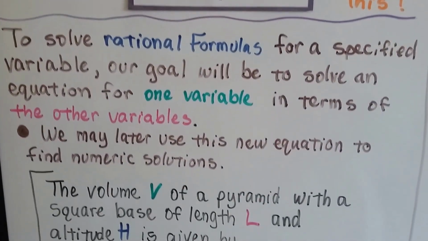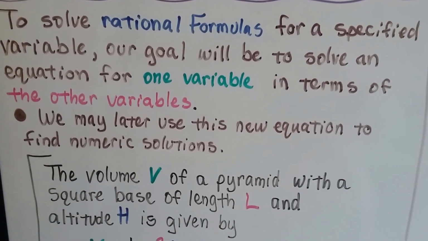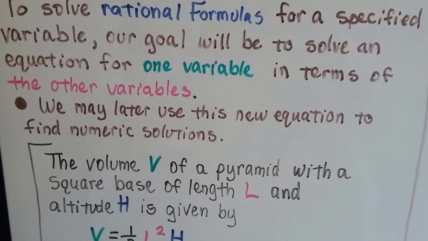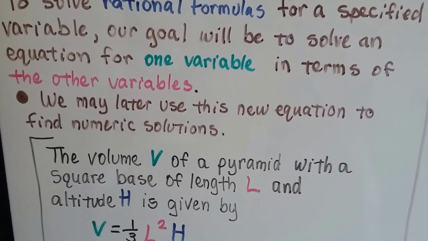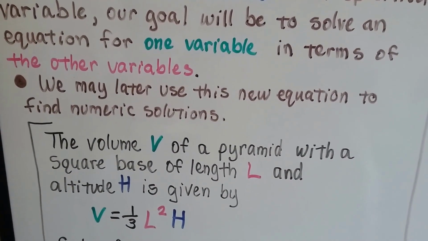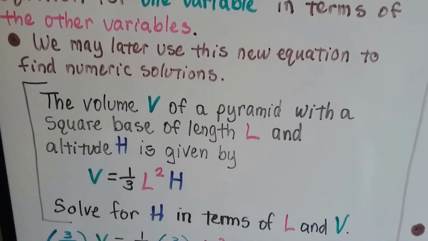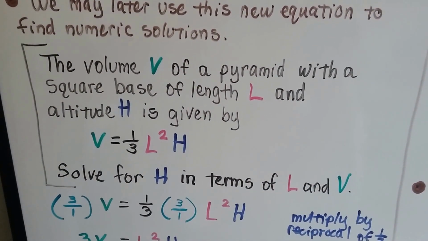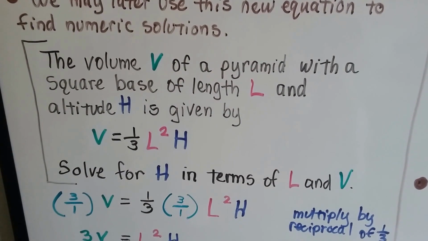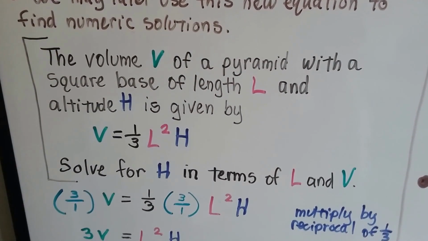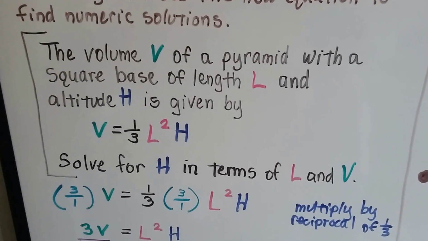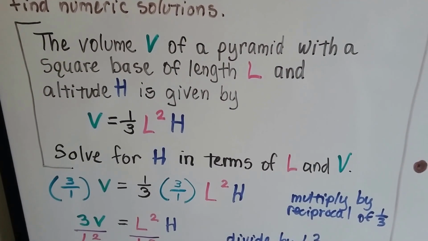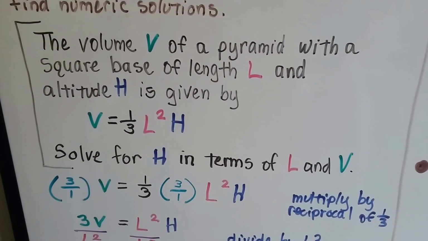To solve rational formulas for a specified variable, our goal is going to be to solve an equation for one variable in terms of the other variables. And we may later use this equation to find numeric solutions. So look at this. The volume V of a pyramid with a square base of length L and altitude h is given by V equals 1/3 L squared h. We solve for h in terms of L and V.